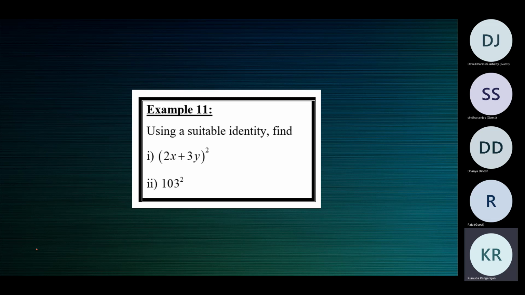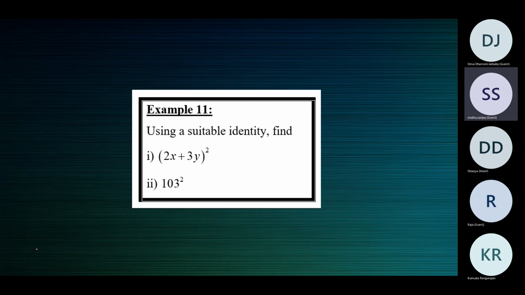Using a suitable identity, find. So what you should do is, you must write 103 as 100 plus 3. So 103 squared will be 100 plus 3 the whole square. Now it's in the form a plus b the whole square, correct?